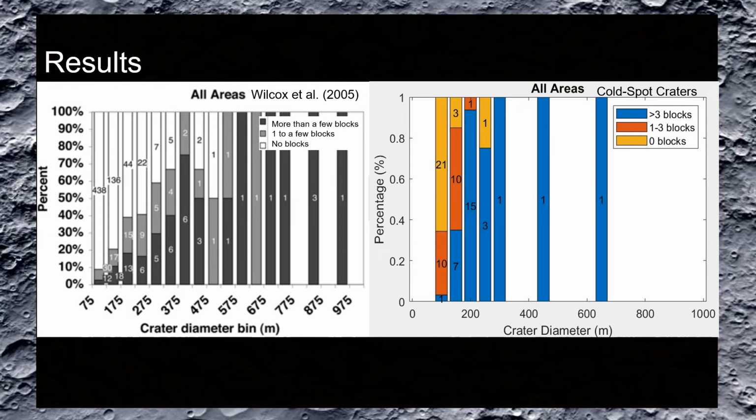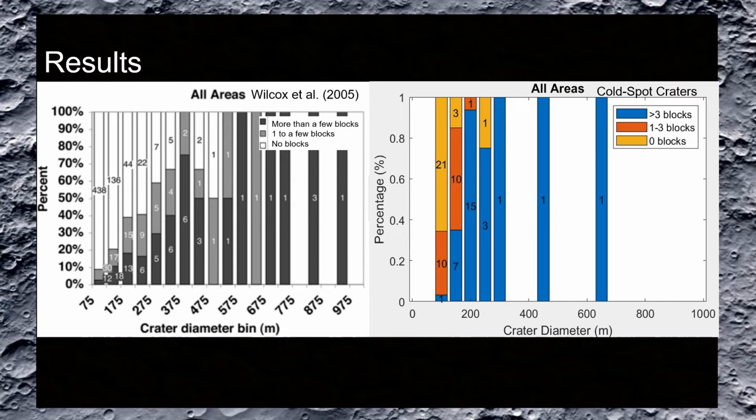The first bin in our result is only about 2/3 craters with no blocks, whereas for the Wilcox et al. 2005 results, the same first bin is about 90% craters with no blocks. The percent of craters with no blocks decreases more quickly as diameter increases for our results than the Wilcox et al. 2005 results.